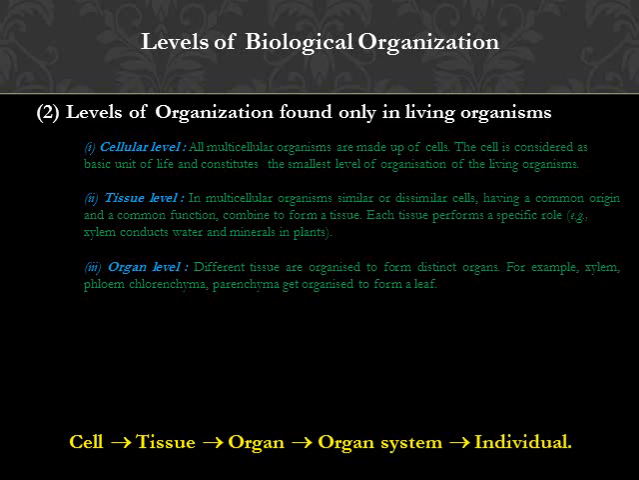Third level of the organization is the organ level. As cells make tissue, a group of tissues makes an organ to perform a particular type of job or work. So different tissues are organized to form a distinct organ. For example, xylem, phloem, chlorenchyma, parenchyma get organized to form a leaf. So leaf is an organ.